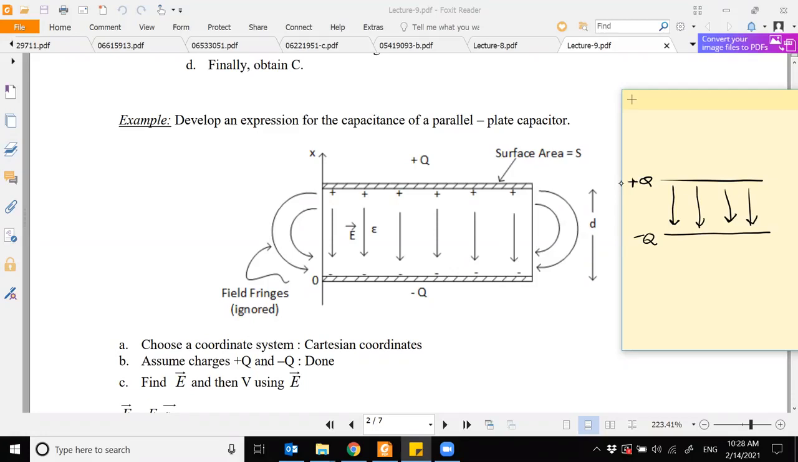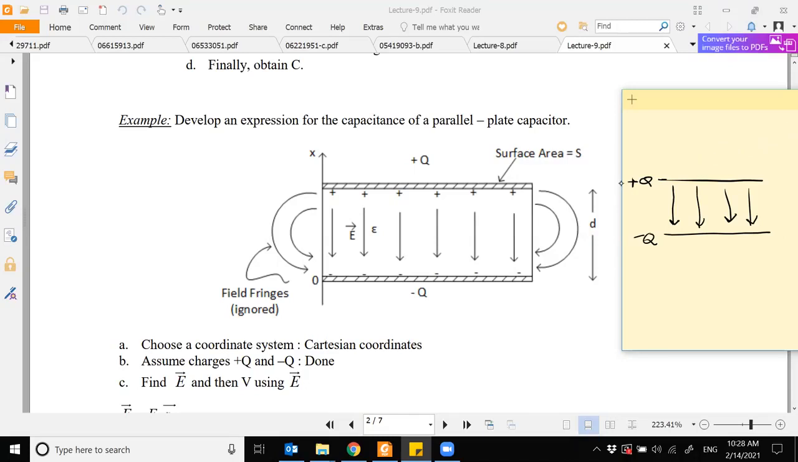There will not be a field existing here. This is when these plates are infinite plates, which means they are infinitely long, so you don't see the edges. That's why the field will be perfectly normal to the surface of these plates. But we know very well that in practical cases you cannot have an infinite sheet.